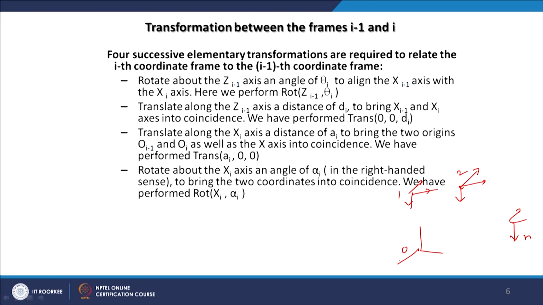We want to find the relation between the first frame with respect to the 0th frame, and then the second frame with respect to the first frame. Similarly, we want to find the nth frame with respect to the previous frame, the n minus 1th frame. If we have all these relations as 4 by 4 matrices and multiply them all, the relation between the nth frame with respect to the 0th frame can be obtained.